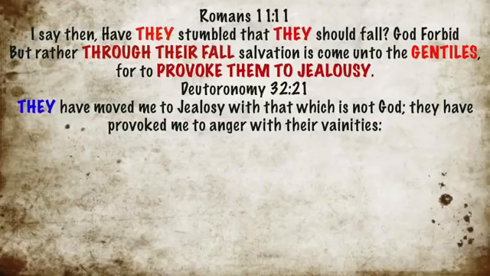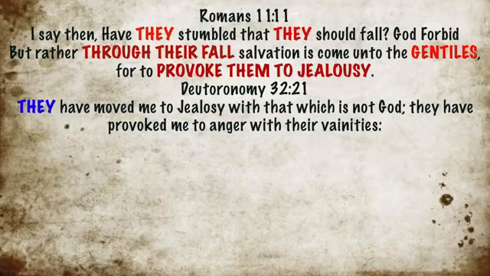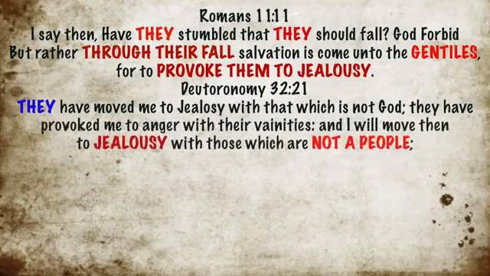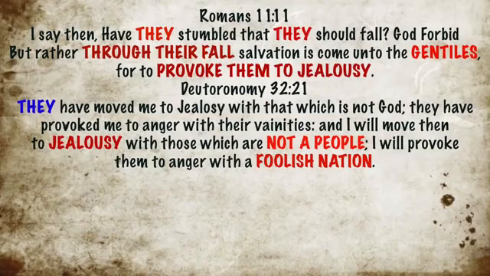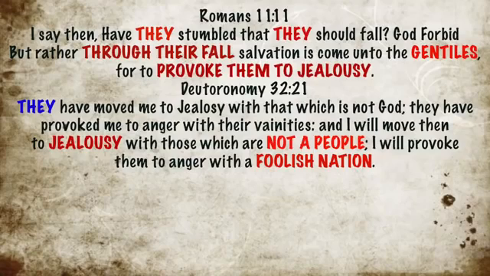Deuteronomy 32 verse 21. They have moved me to jealousy with that which is not God. They have provoked me to anger with their vanities, and I will move them to jealousy with those which are not a people. I will provoke them to anger with a foolish nation. Because we provoke the Most High to anger and jealousy with our vanities, the Most High says, you know what? I'm going to do the same thing to you. I'm going to provoke you to anger and jealousy with a foolish nation. Someone that's not my people. Someone that's not God, that's not God's people.